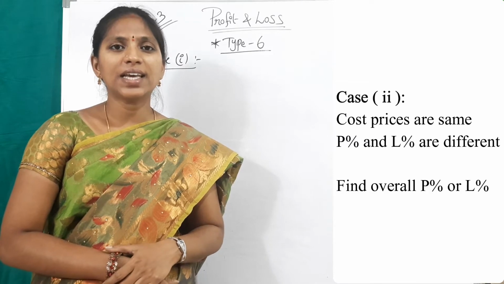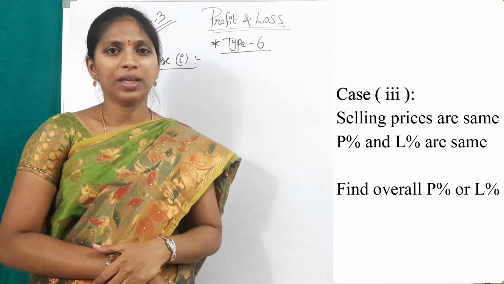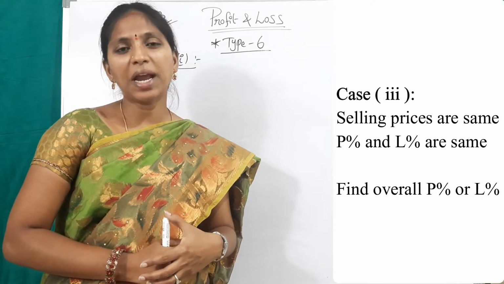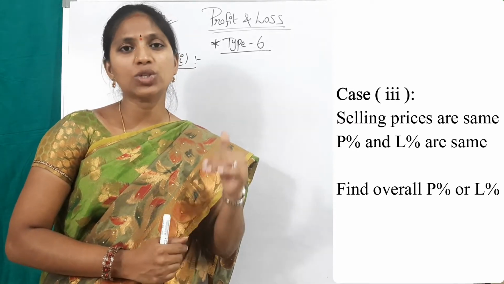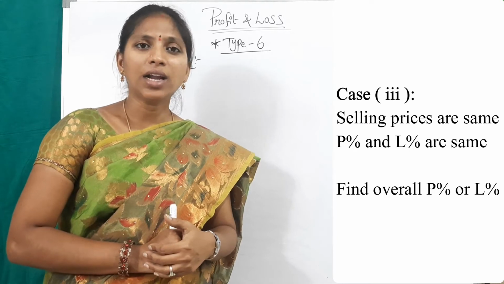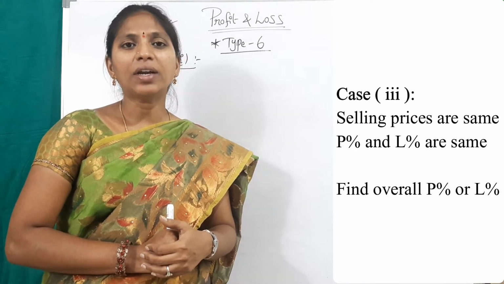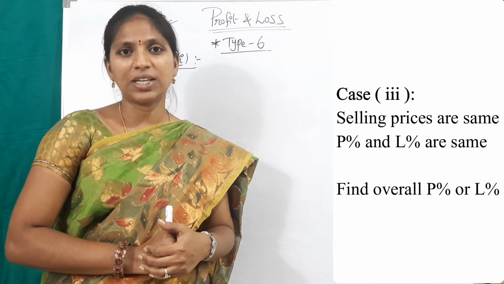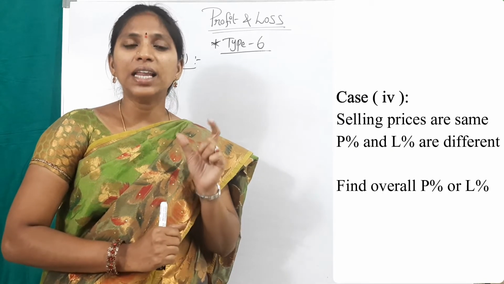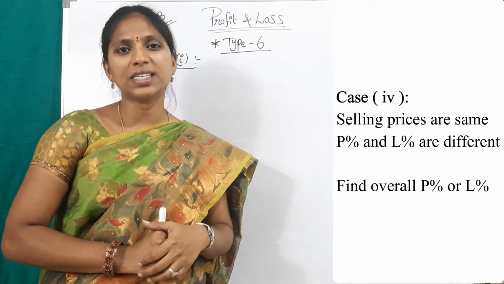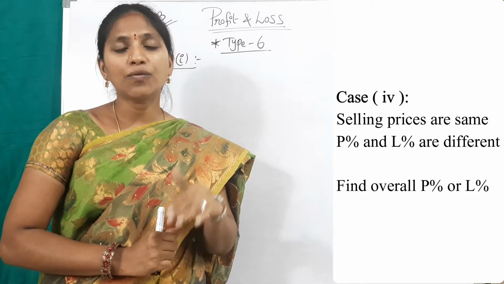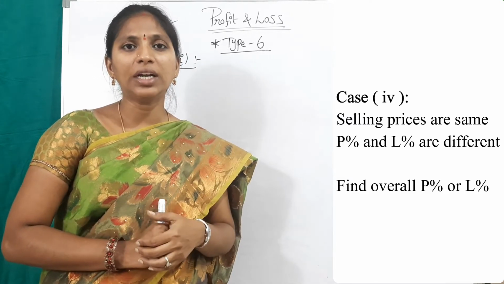And the third case is that selling prices are the same and percentages are the same. Profit percentage and loss percentage of a selling price are the same. Then find out the profit or loss percentage. And the fourth case is that selling prices are the same and profit percentage and loss percentage are different. These 4 cases are very important.